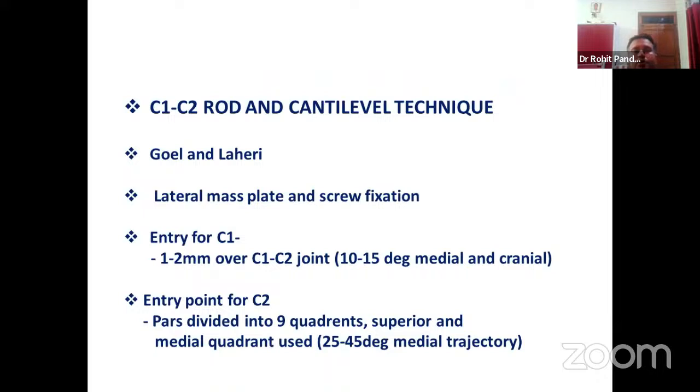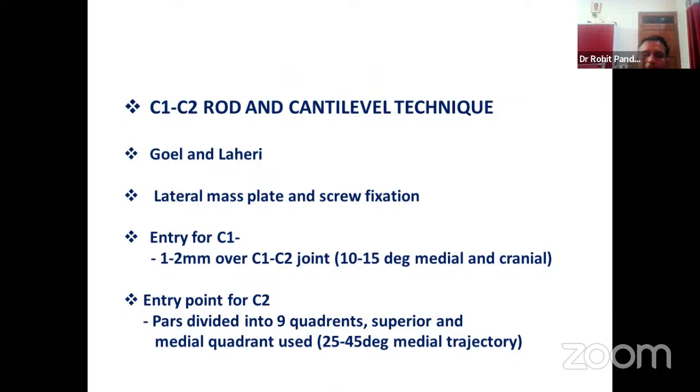So now we'll talk about the C1-C2 rod and cantilever technique. First, I'll talk about our Indian centers, like Goyal and Lahiri. They introduced the lateral mass plate and screw fixation system, in which the patient is again placed in the prone position over the horseshoe and traction is applied. The entry point of the incision and the dissection are the same.